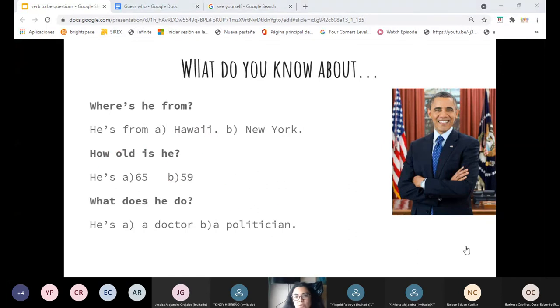How old is he, guys? What's his age? Any volunteers? He's 59. Actually, he's 59. He's 59 years old, okay? And Edwin, what does he do? What does Barack Obama do? He's a politician. Yes, good. Politician. Okay. One more time. What does he do? He's a politician. Excellent. Very good pronunciation, Edwin.